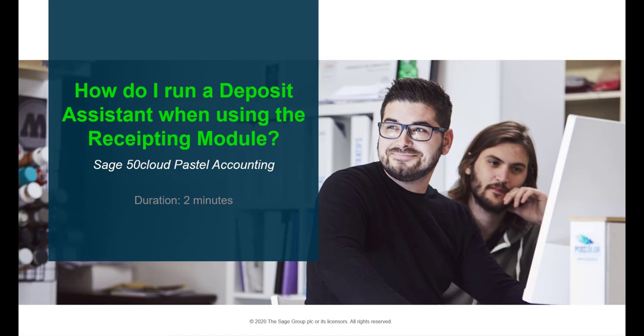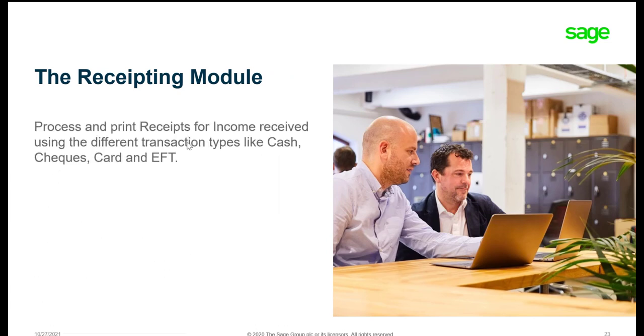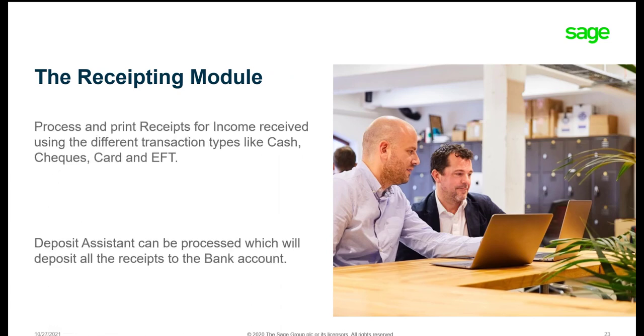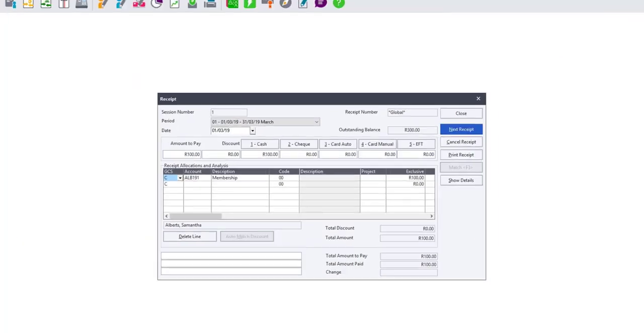In this video we will demonstrate how to deposit receipts when using the receipting module for Sage50cloud Pastel. The receipting module allows users to process and print receipts for income that is received. Users can then also run the deposit assistant, which will deposit the funds received into the company's bank account, which is what we are going to cover on this video.